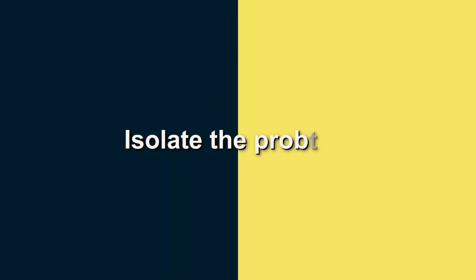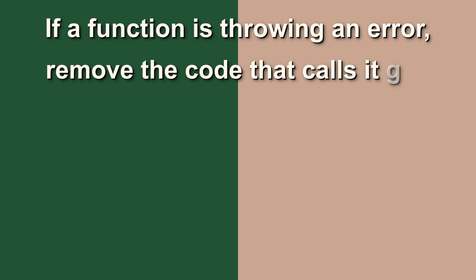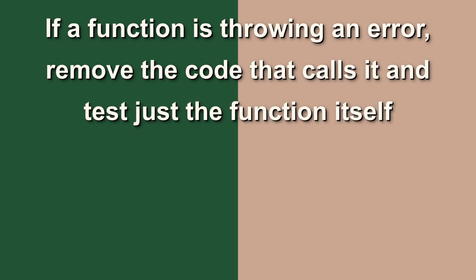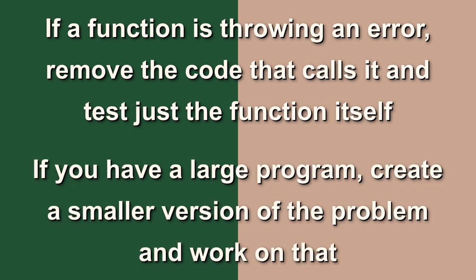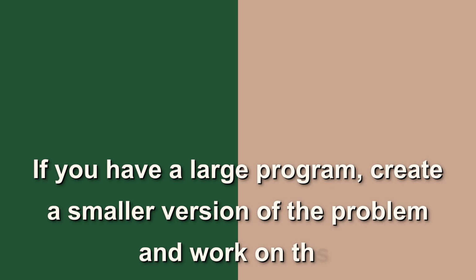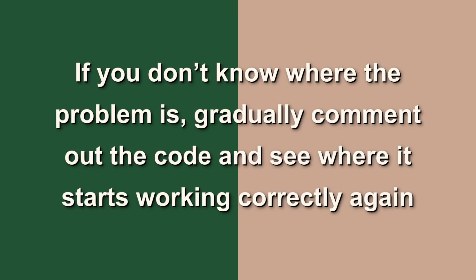Four, isolate the problem. One of the techniques of professionals is isolating the problem in the smallest possible section. If a function is throwing an error, remove the code that calls it and test just the function itself. If you have a large program, create a smaller version of the problem and work on that. If you don't know where the problem is, gradually comment out the code and see where it starts working correctly again.